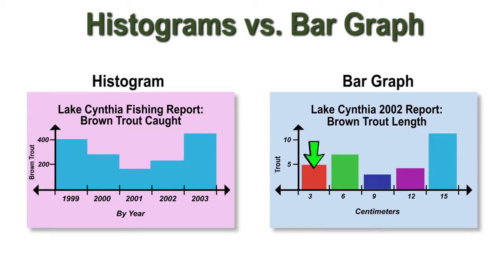The bar-like rectangles are called bins. Each bin represents the same sized interval. For this graph, each bin represents 3 centimeters.